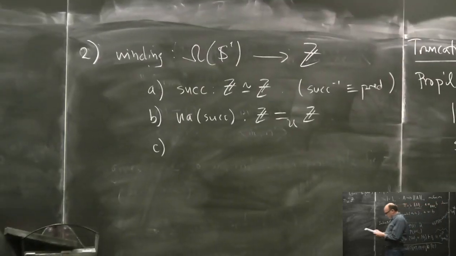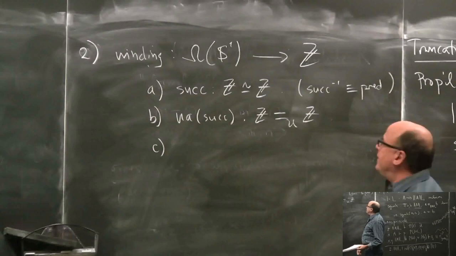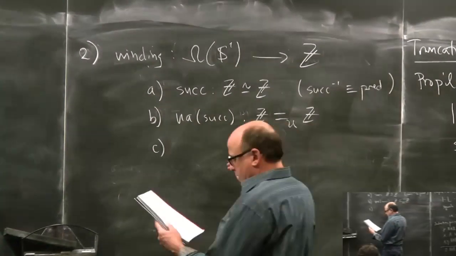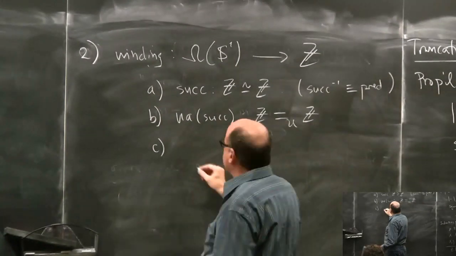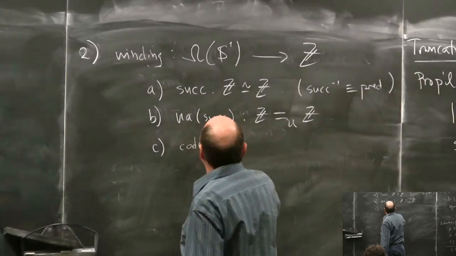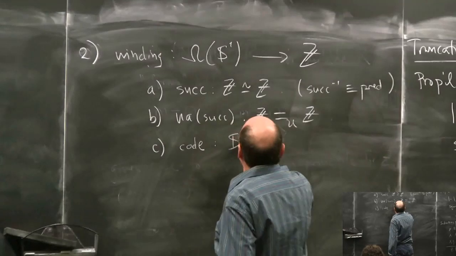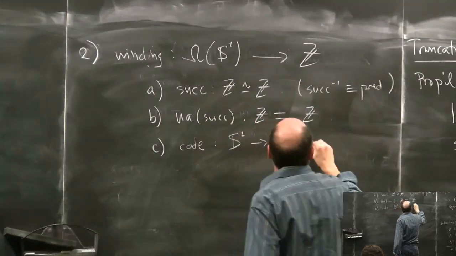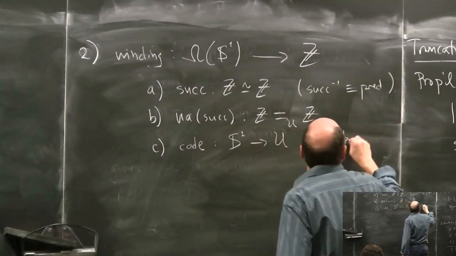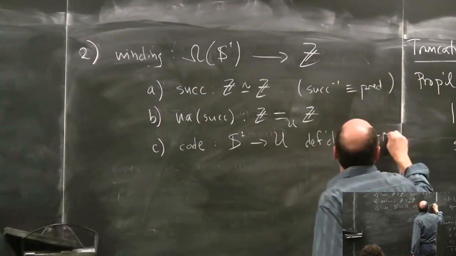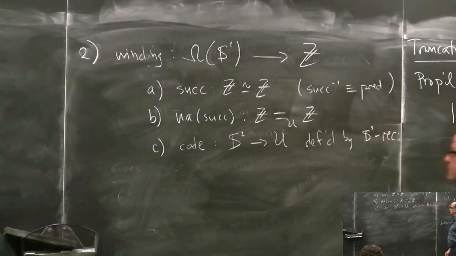Okay, so that's how that works. And then we define this other function, which has various names, which could be called the cover, or in the book it's going to be called code. So we're going to define this function called code, which goes from S1 to U, defined by S1 induction, S1 recursion, okay, as follows.